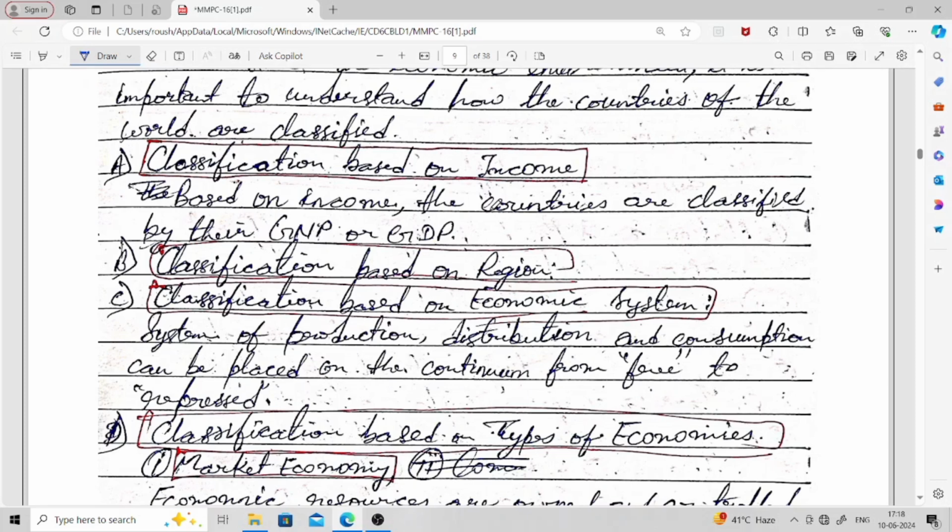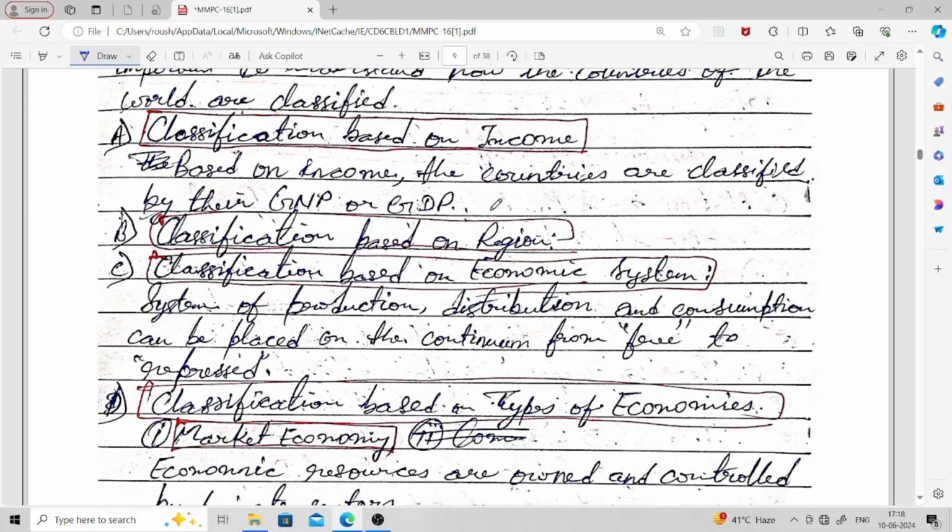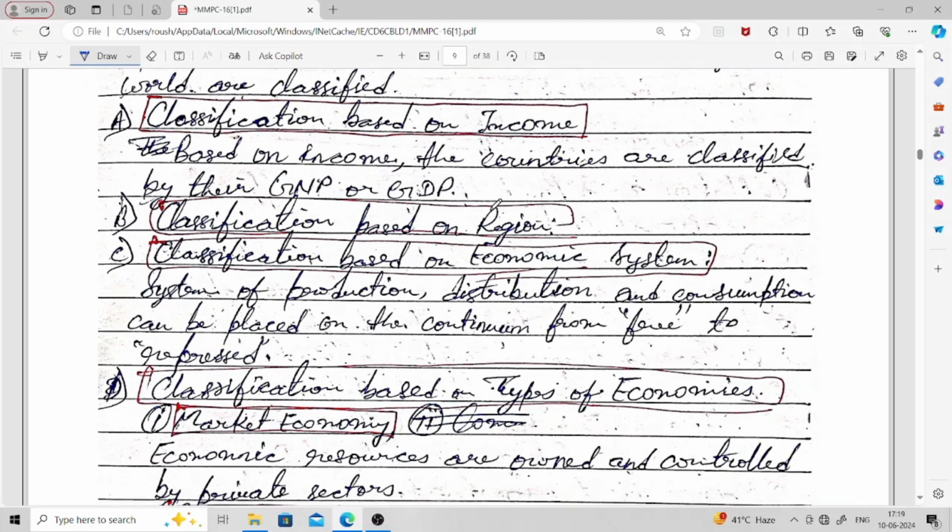So GDP is the total output produced in the region of a country, and GNP is the total output produced by the people of a nation. So in case of GNP, no national boundary is required. It means people can work outside of the country also, and that will be considered in case of GNP.